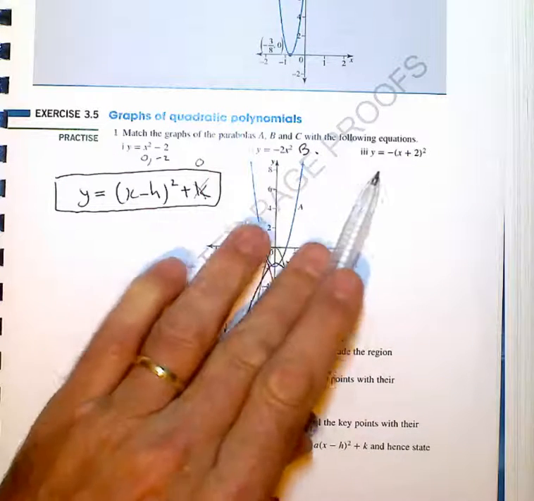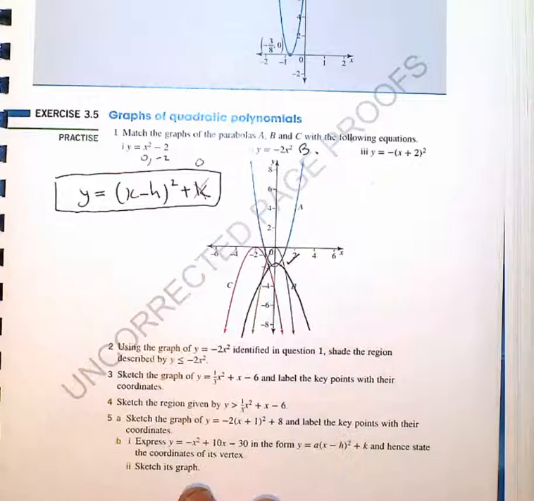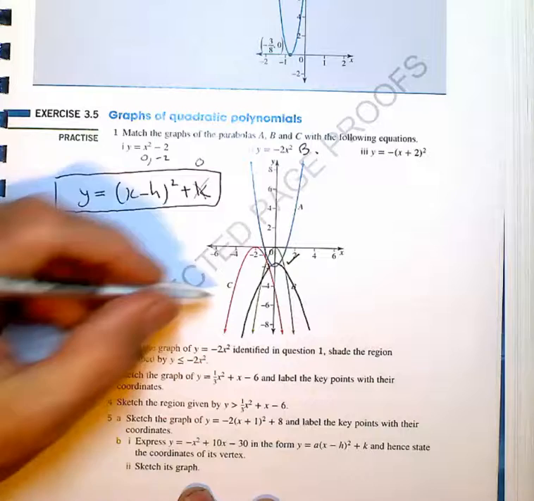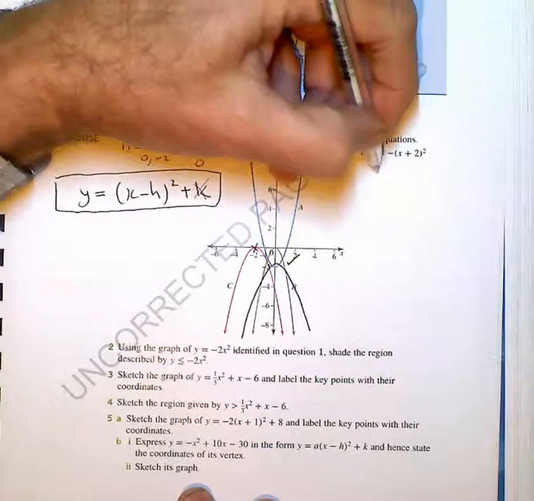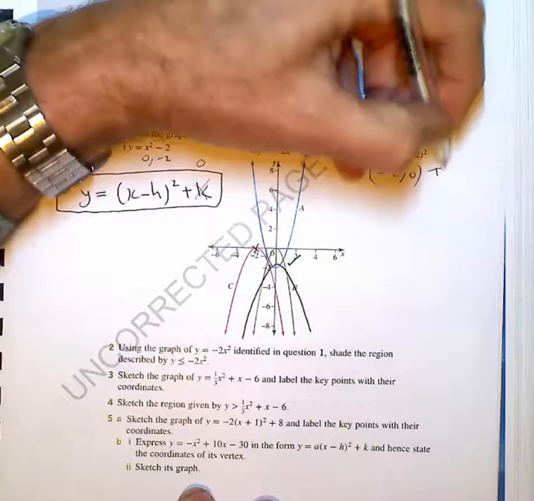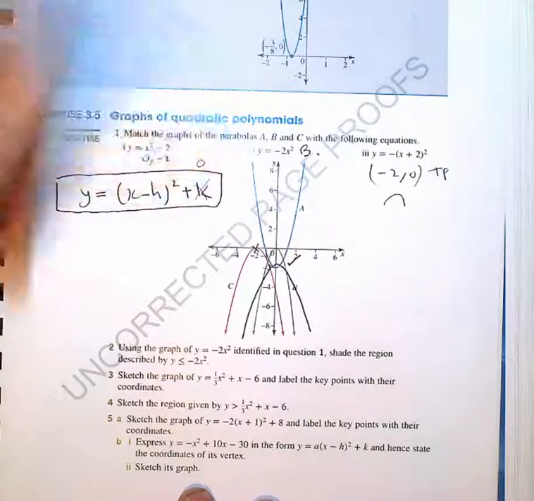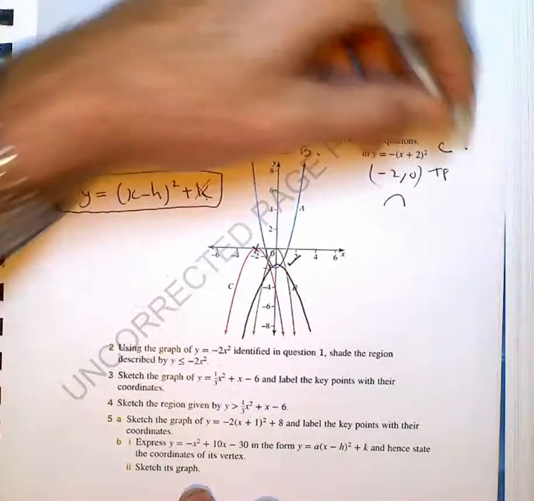And in the next instance, -x squared, -x plus 2 all squared. That means we've got a turning point of -2, 0. And we have the shape like so. So that will correspond with C.